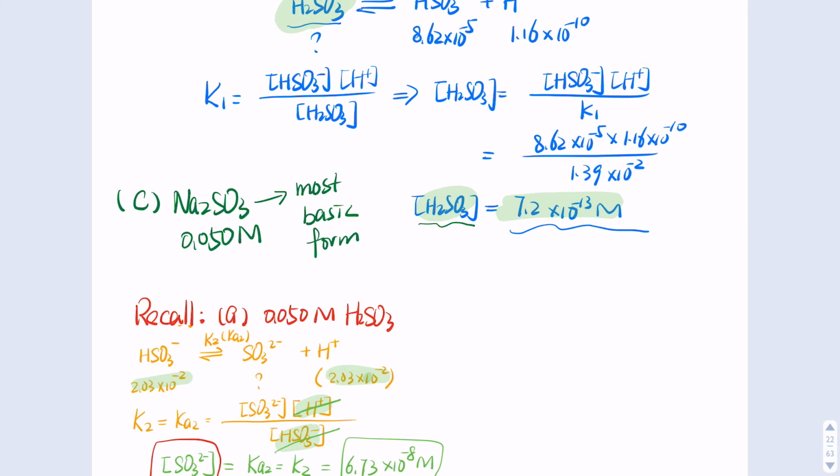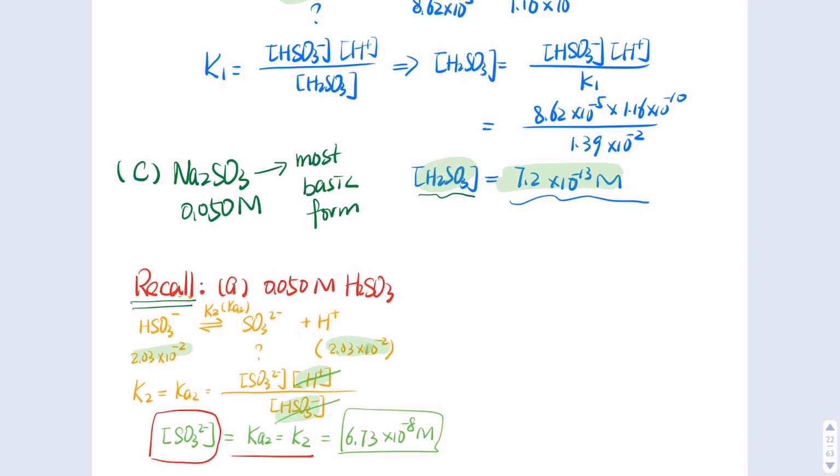And then just to recall, in situation A, when the major species was the most acidic form, and we were calculating the most basic form, again we assumed that's a very small concentration, and it turned out to equal the Ka2 value, okay? And of course, that's a small value. So that's what we did, okay?